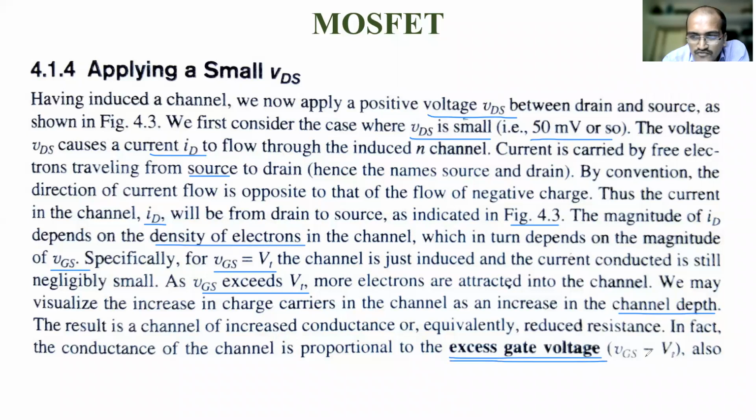So VT should not be more than VGS, and this is called the excess gate voltage, which you are applying for more conductivity. Okay, I'll continue this.